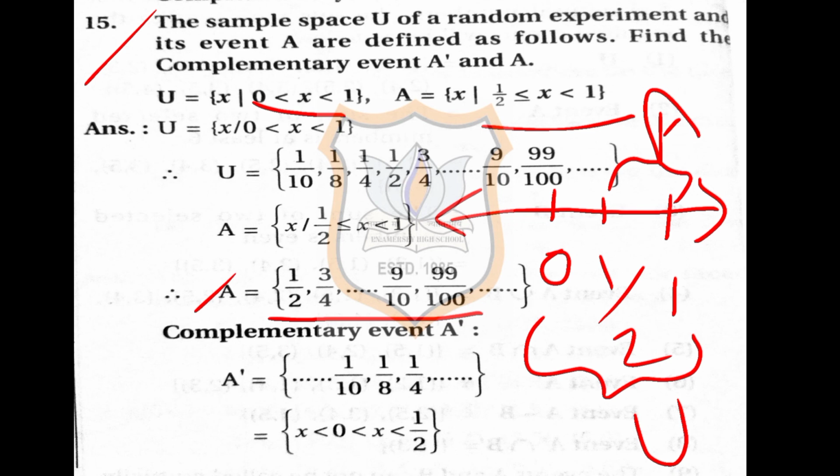Now you have to find A dash. What is the meaning of A dash? You have to exclude the event A. That means these numbers you don't have to take. So what are the remaining numbers? The numbers between 0 and half. So what will be A dash? A dash means it is x, and what is x? It is between 0 and half. So 0 to half is called A dash. That is the complementary event A dash.